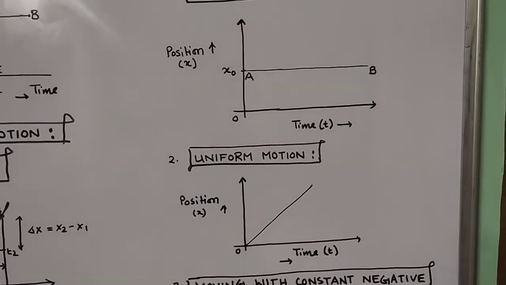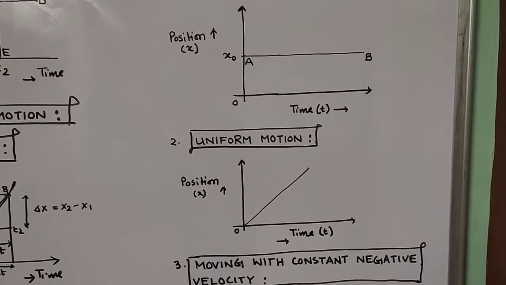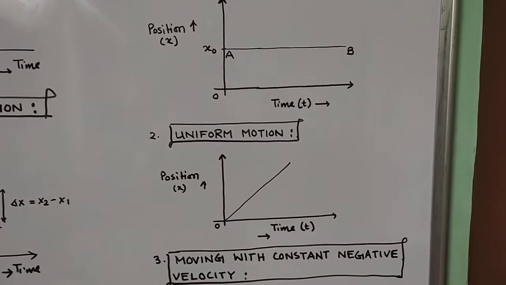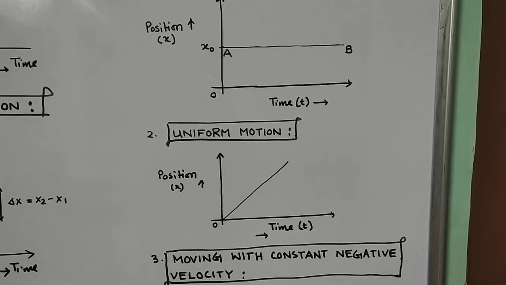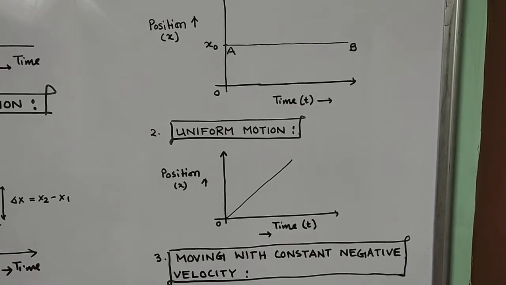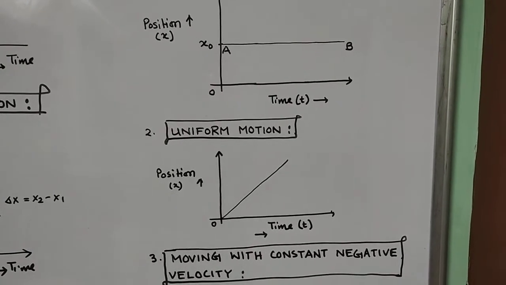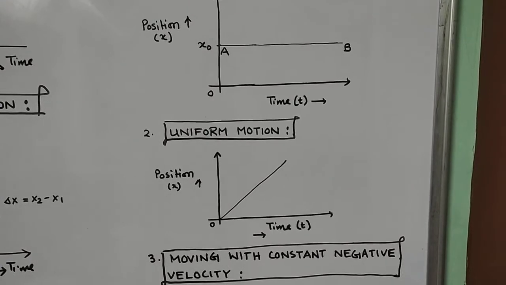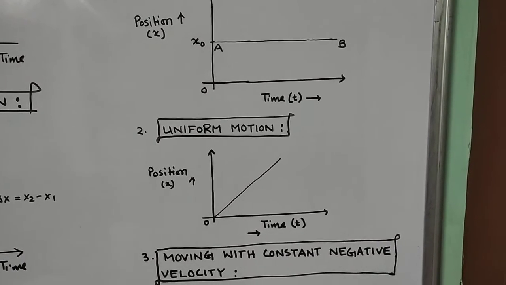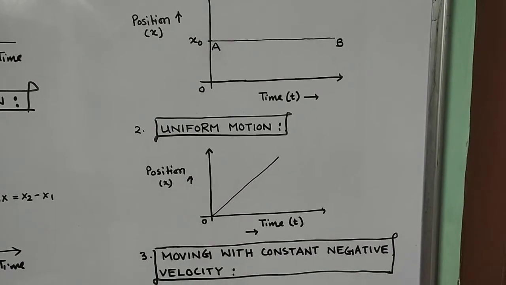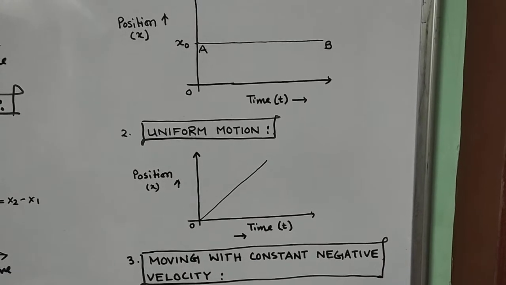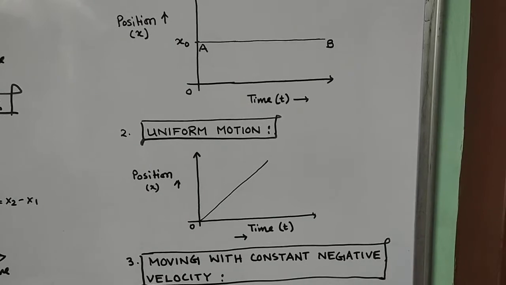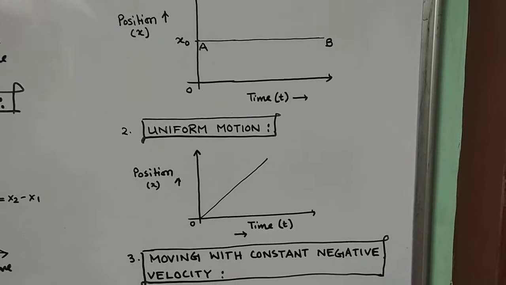Now the next graph is for uniform motion, and again it is a position time graph, and the graph passes through the origin and it is a straight line. So I think you can find the velocity or speed from the graph by considering any two arbitrary points from the graph. Now if you consider any two arbitrary points, what you have to do, you have to draw lines parallel to the position axis as well as parallel to the time axis.